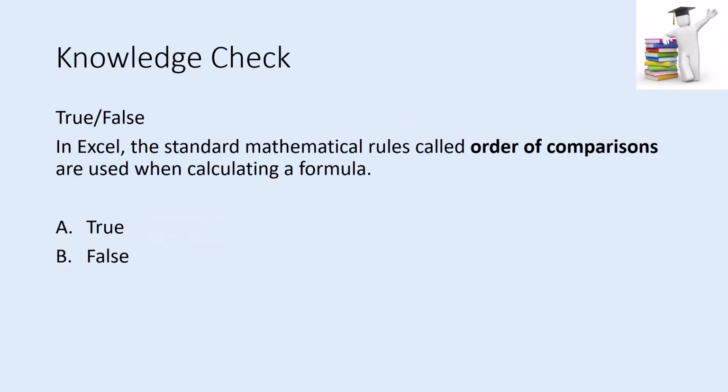True or false? In Excel, the standard mathematical rules called order of comparisons are used when calculating a formula. A, true. B, false. The answer is false. The true answer is order of operations.